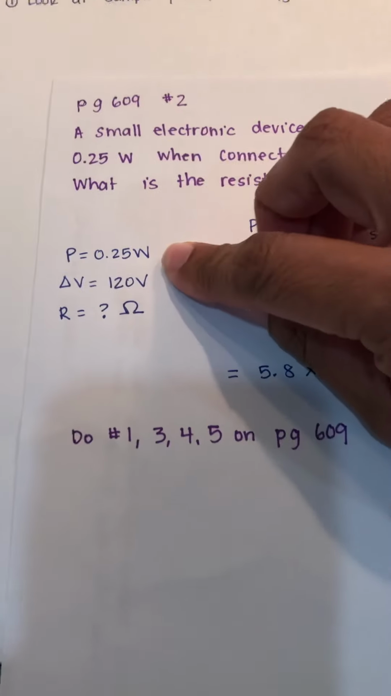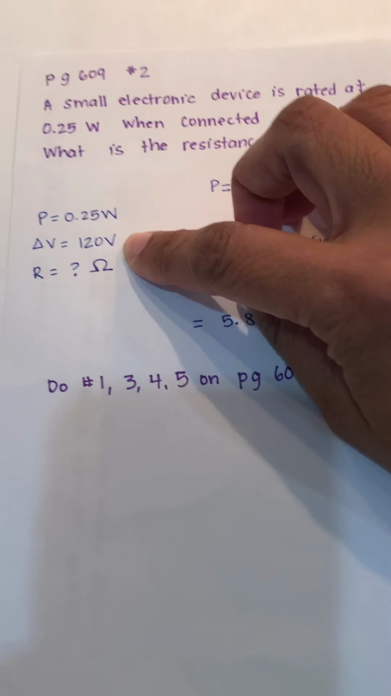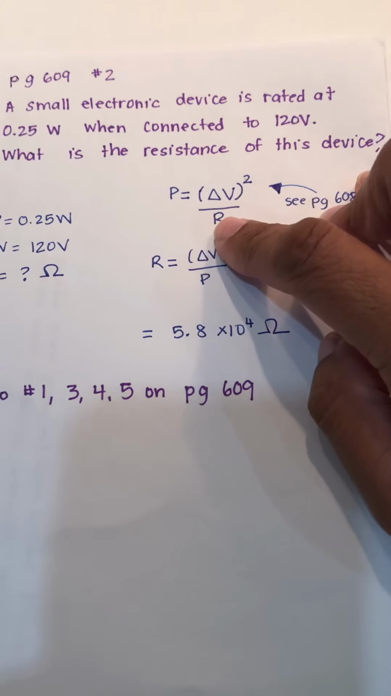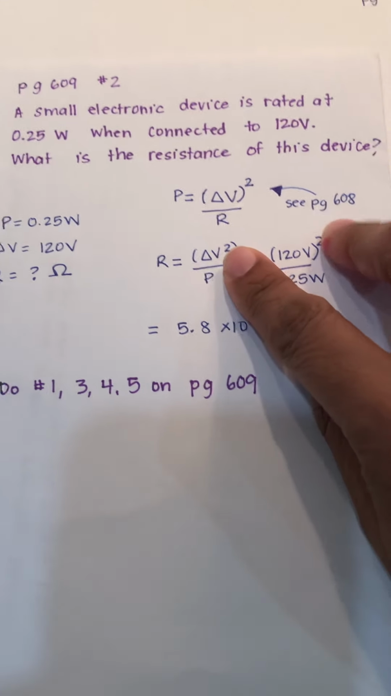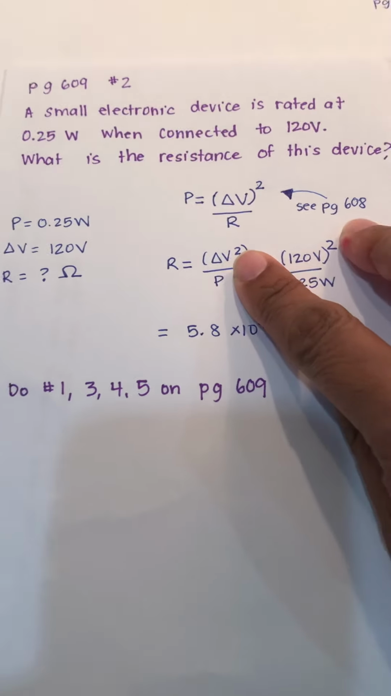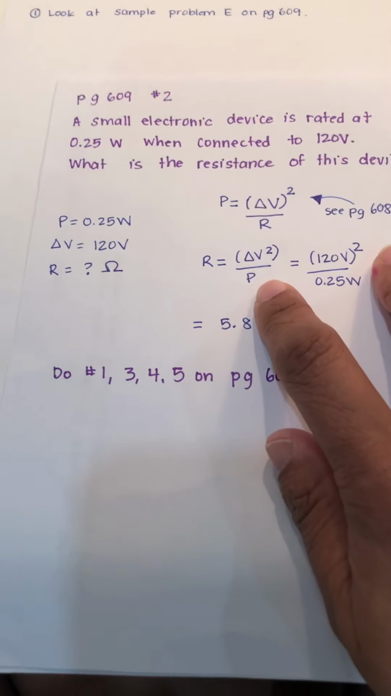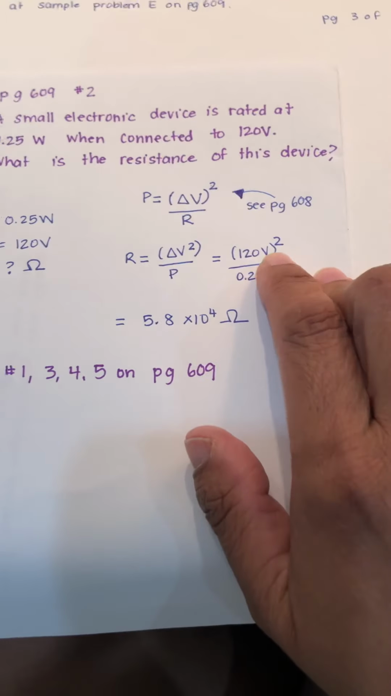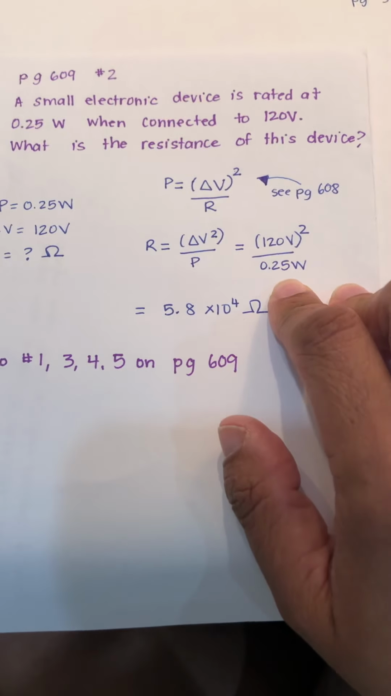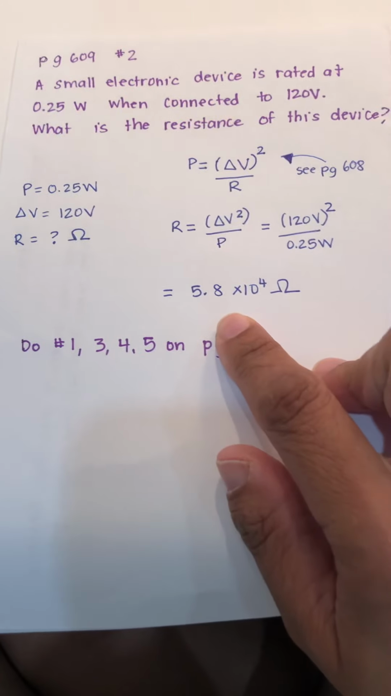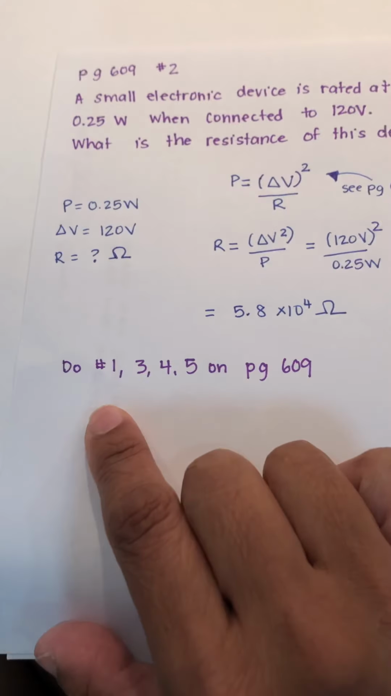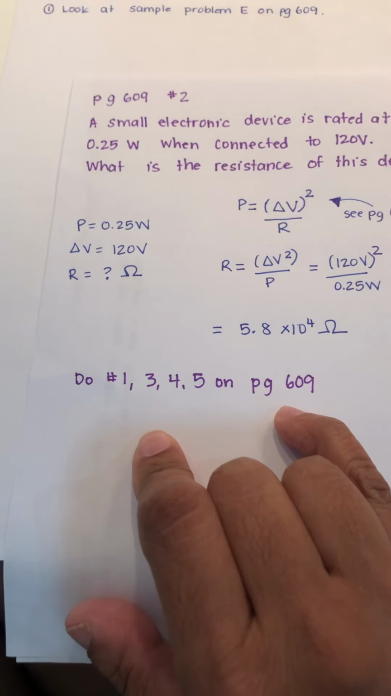So I know that P is 0.25 watts, delta V is 120 volts, and R is something ohms. I don't know. So I'm going to use P is equal to delta V squared over R. See page 608 if you don't know how I got this. R can then be moved around, and you get delta V squared over P. So now I'm going to take the 120 volts and square it and divide it by 0.25 watts. And then I should get my resistance, which is 5.8 times 10 to the power 4 ohms. So your assignment is to do 1, 3, 4, 5 on page 609.